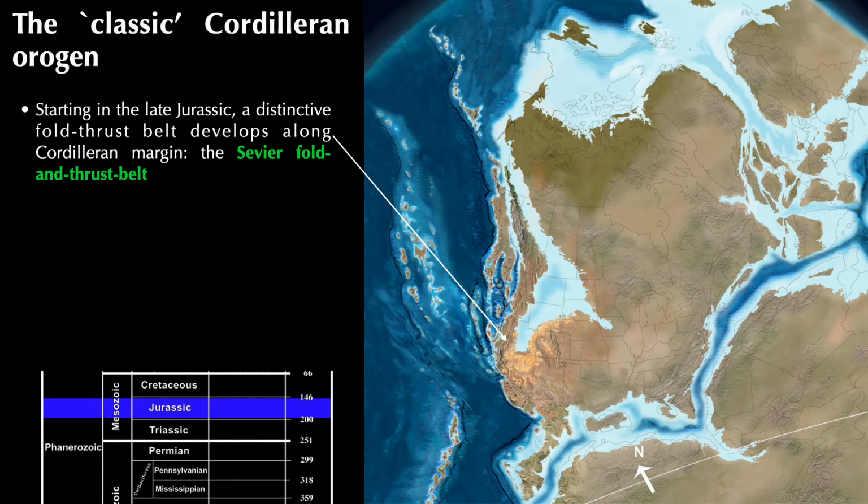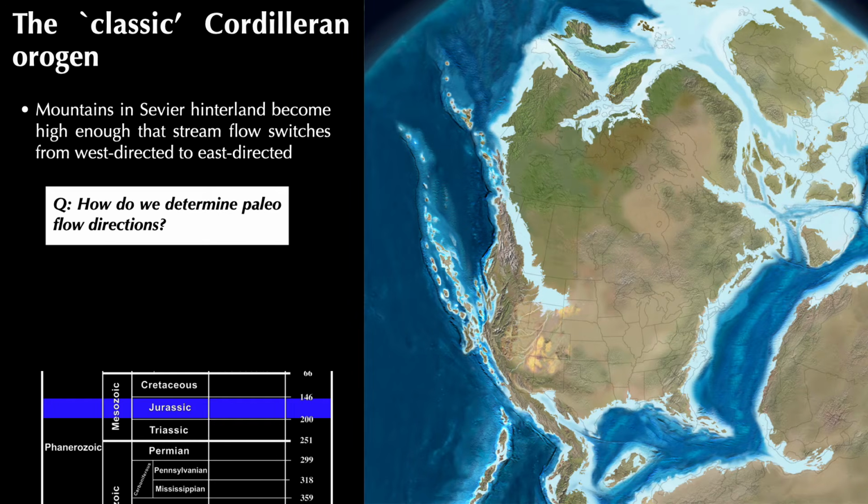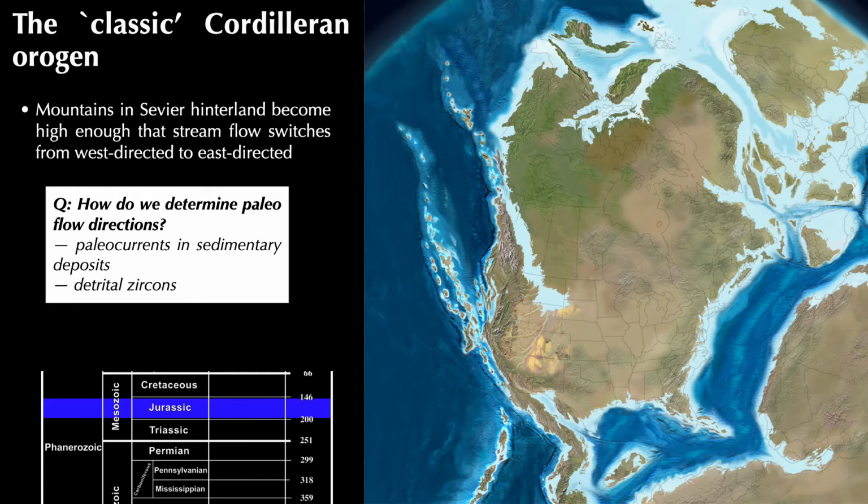So as the Sierra Nevada is developing, a fold and thrust belt also starts to develop in the continental interior to the east of the arc. And at some point, this fold and thrust belt becomes high enough that stream flow switches from west-directed toward the ocean to east-directed toward the continental interior. And this is determined partly from paleocurrent directions in sedimentary rocks from this time period, and relatedly from the provenance patterns of detrital zircon, also from sedimentary rocks deposited during this time period.